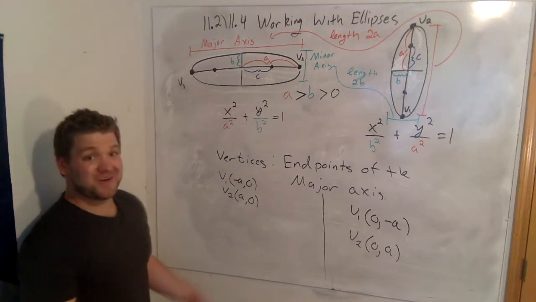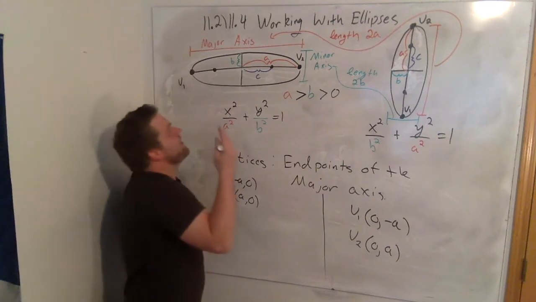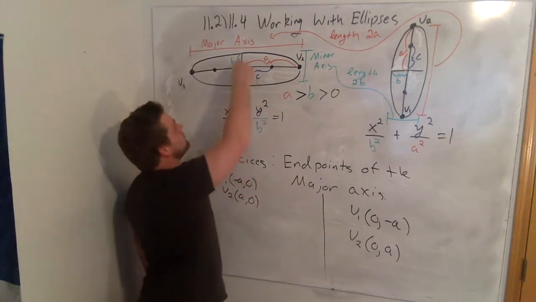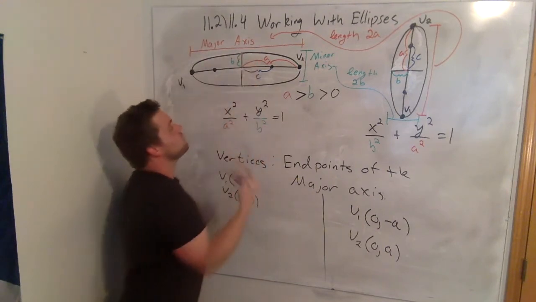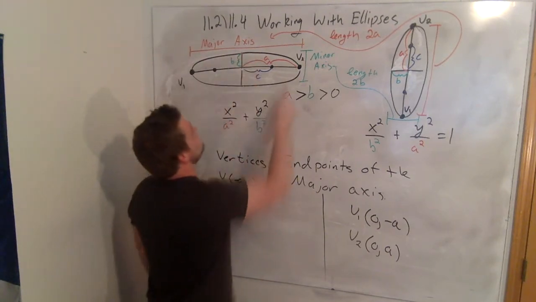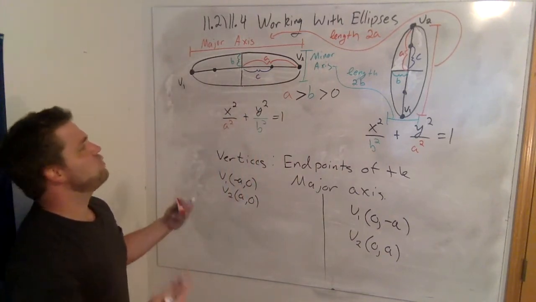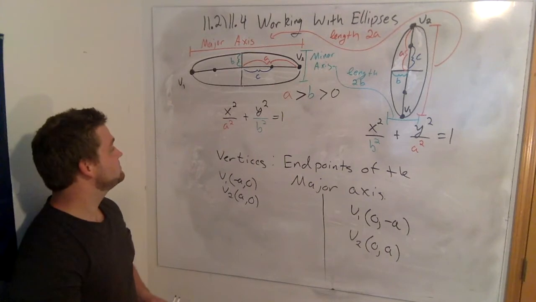As far as I know, maybe there's a name for them, but not that I'm aware of. There isn't a name for these two points right here. As far as I know, we just call the vertices the endpoints of the major axis. I don't know if there's a name for the endpoints of the minor axis. Okay.